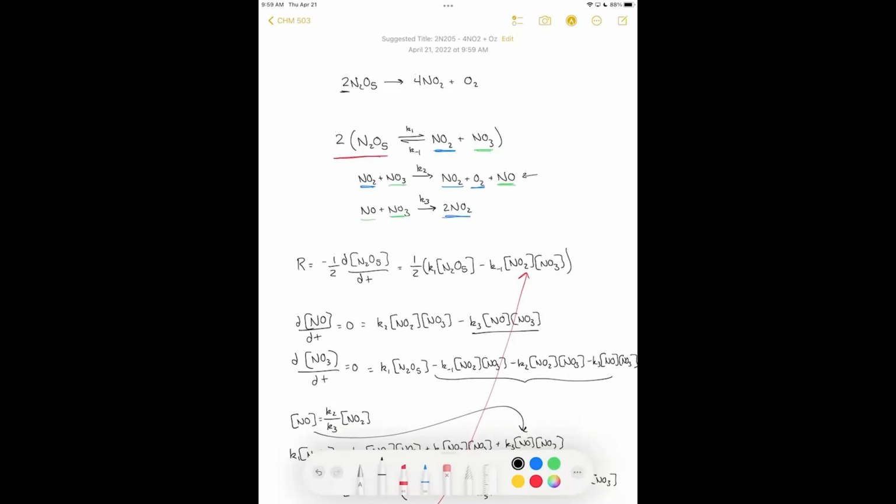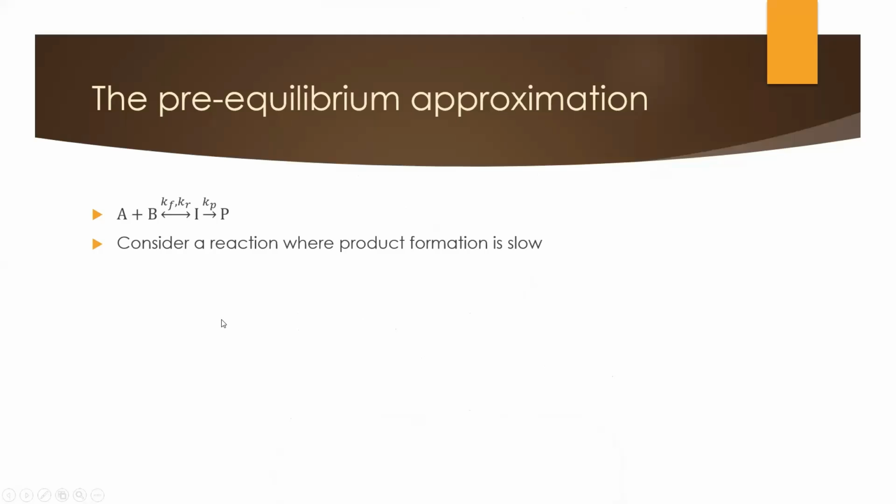We'll look next at what's called the pre-equilibrium approximation. So let's go back to the slides and see the pre-equilibrium approximation. Consider the reaction where we have two reactants, A plus B, that could be in a reversible reaction to make an intermediate I, and then the intermediate I goes to product P.